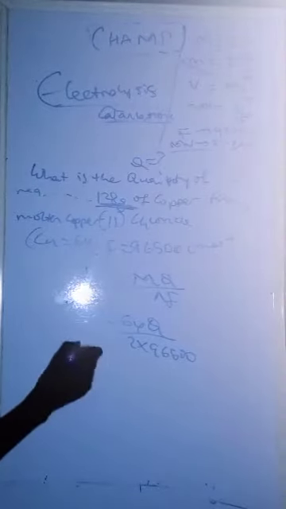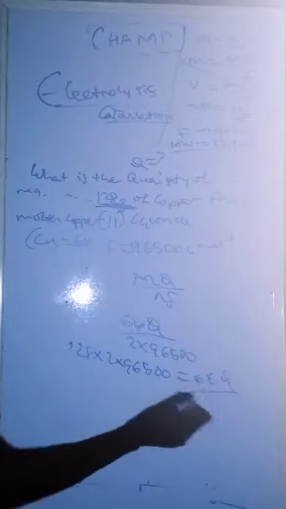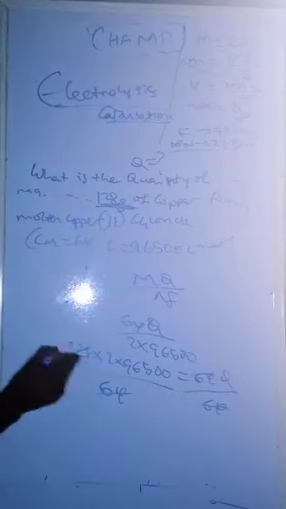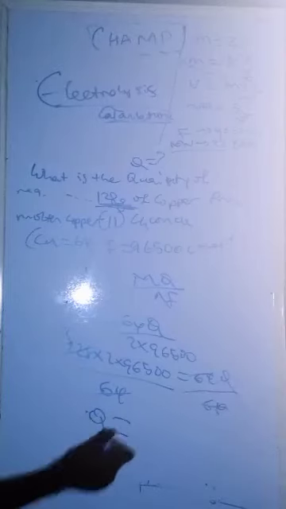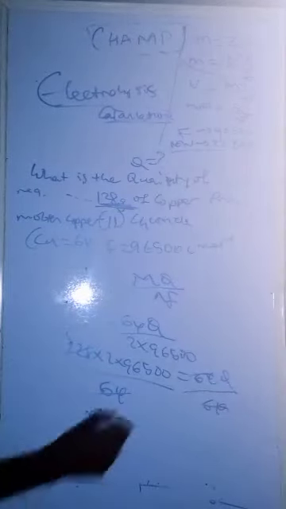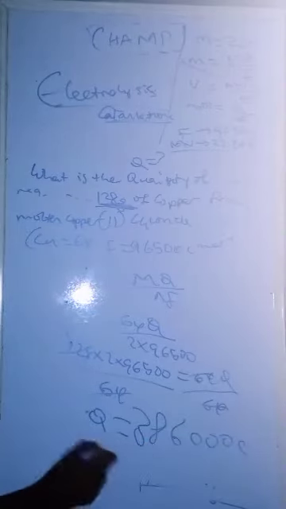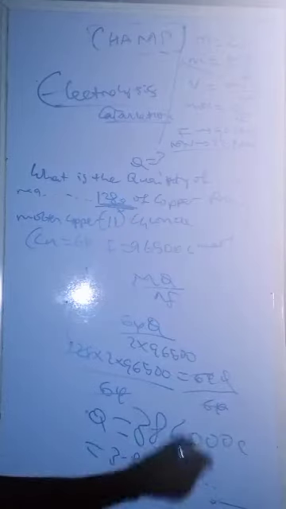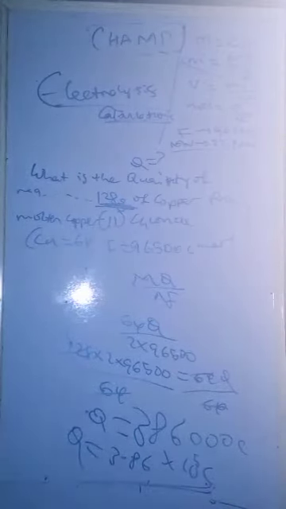So yes, let's multiply 128 times 2 times 96,500 over 64. I can even try to solve this without using my calculator. This will give me 2 times 2 times 96,500. That will give me 386,000 coulombs. This is 3.86 times 10 raised to the power 5 coulombs. Yes, so this is my quantity of electricity.